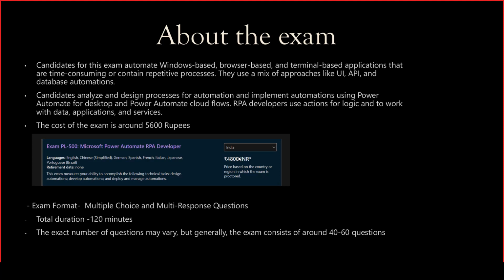So it will cost you 5600. In the image, you can see it's 4800, but when you schedule it, it will cost you 5600, which is 4800 plus 18% GST. So 4800 plus 800, 5600. And you can schedule it with a Pearson VUE center in Pune. I'm sure there would be two or three centers around your house.